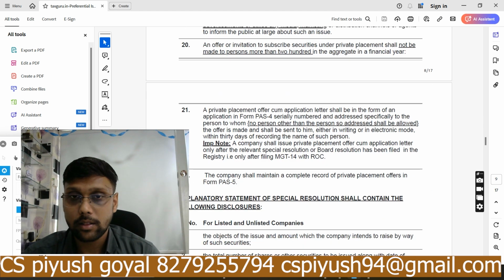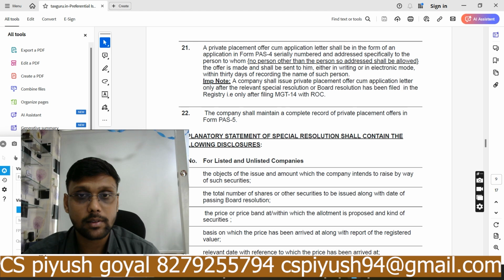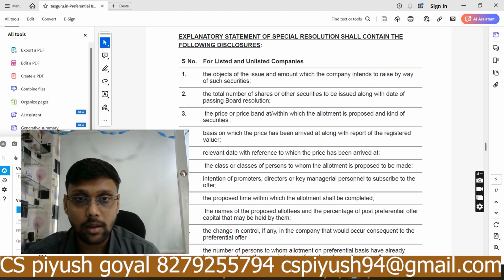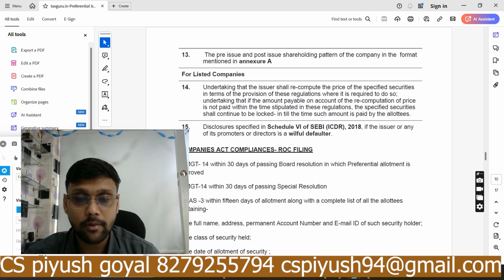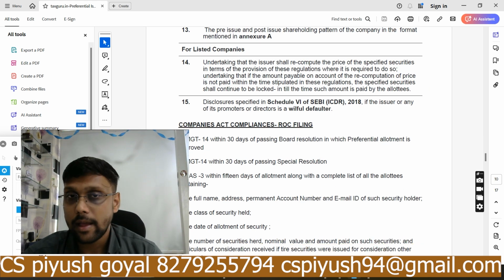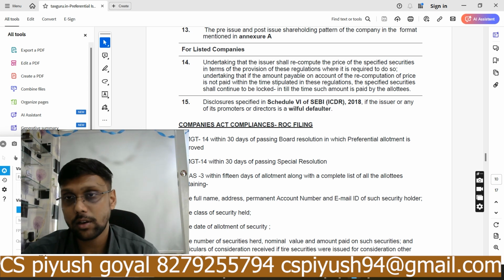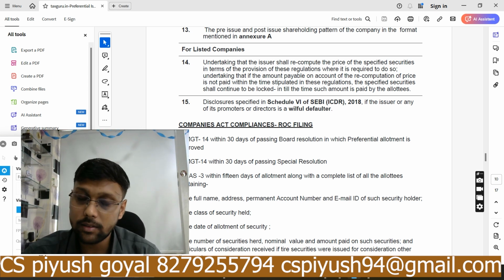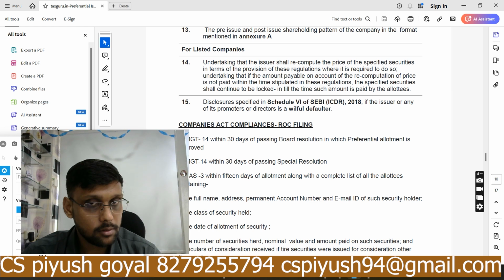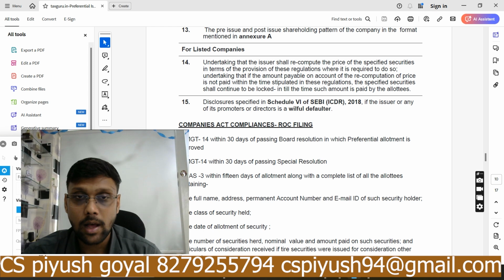Thereafter we will discuss the procedural requirements. What are the procedural requirements for issuing the said shares? MGT 14 will be filed within 30 days of passing the board resolution in which the preferential allotment is approved. Another MGT 14 is to be filed within 30 days of passing the special resolution.